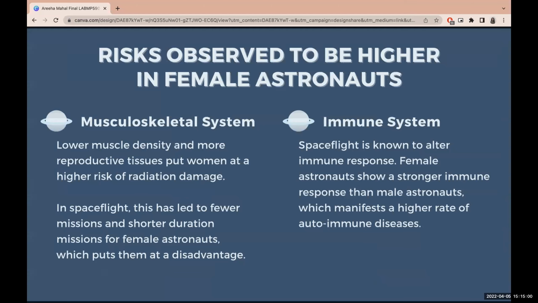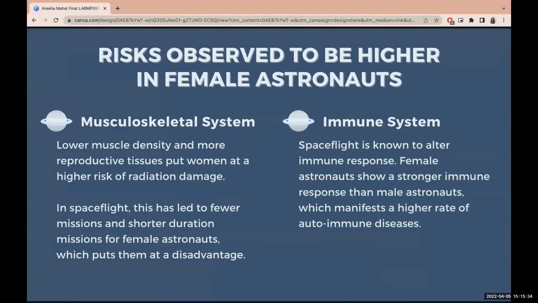Next, I'll be going over risks that are observed to be higher in female astronauts in comparison to their male counterparts. I'll be going over a few different body systems, the first being the musculoskeletal system. Women tend to have lower muscle density and more reproductive tissues, and this results in them being at a higher risk for radiation damage. In spaceflight, this has led to fewer missions and shorter duration missions for female astronauts, which does put them at a disadvantage.